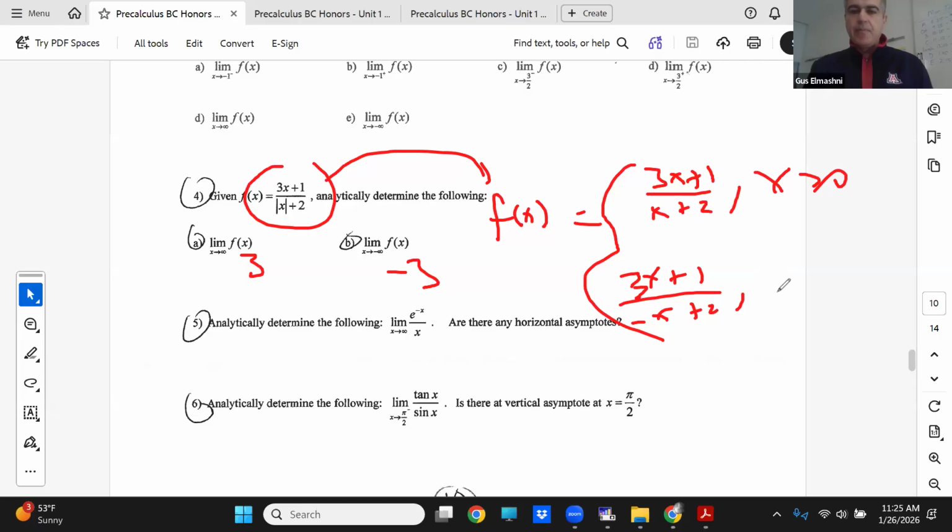x is greater than 0. x is less than 0. Obviously, you can put an equal sign next to one of them. So you should get 3 and -3.